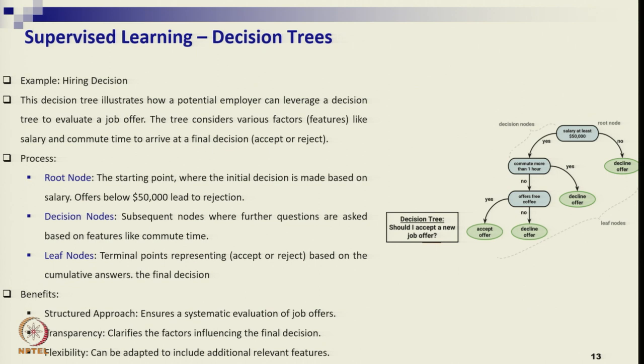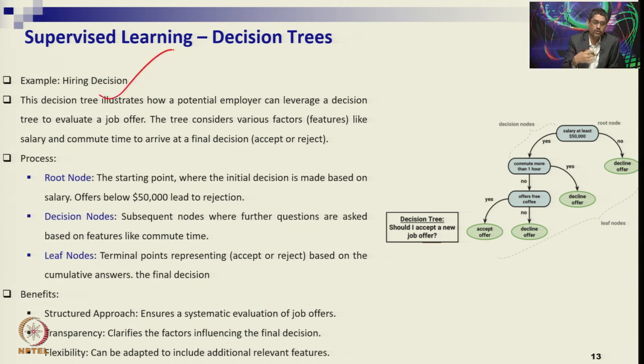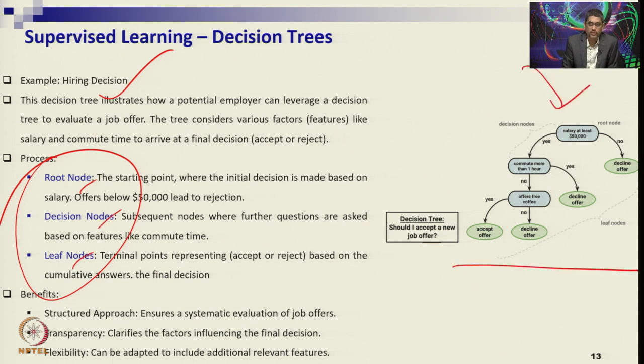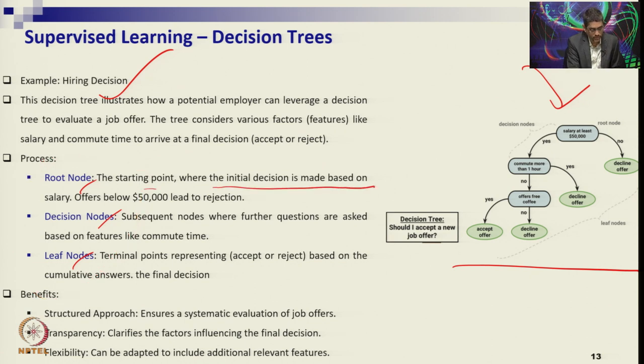Look at one example I have given. Suppose a hiring decision, whether you want to take a job or not. Suppose you got an offer. So there are three top terminologies: root node, decision node, and leaf node. The leaf node will come in the end, and the root node will be at the top, or the beginning. The starting point is where the initial decision is made based on salary. An offer below $50,000 leads to rejection. If the annual offer is less than, say, $50,000, for the sake of example, then you reject the offer, otherwise you accept the offer.